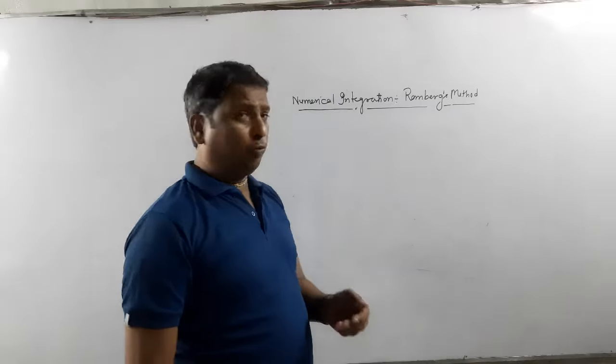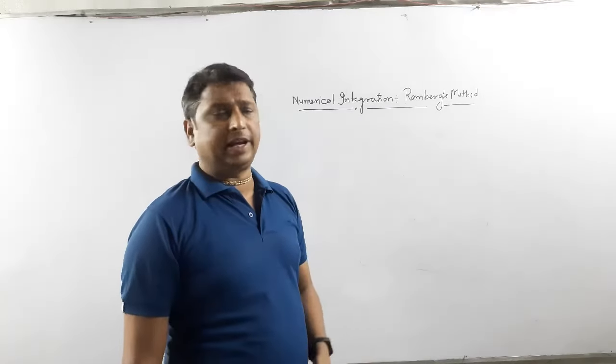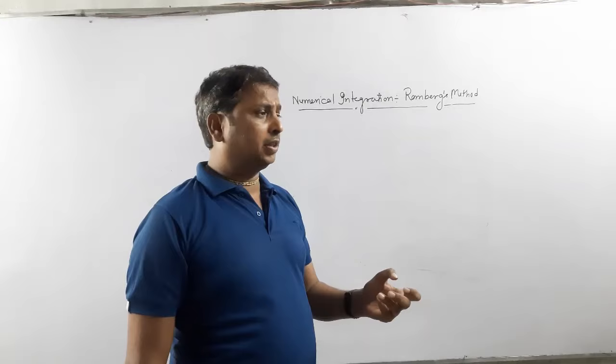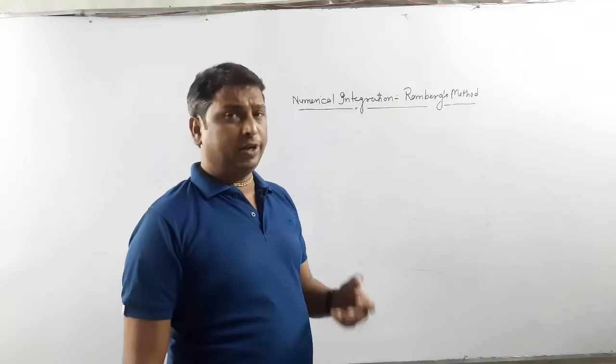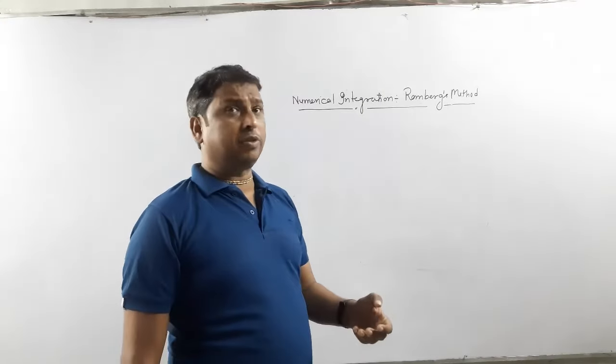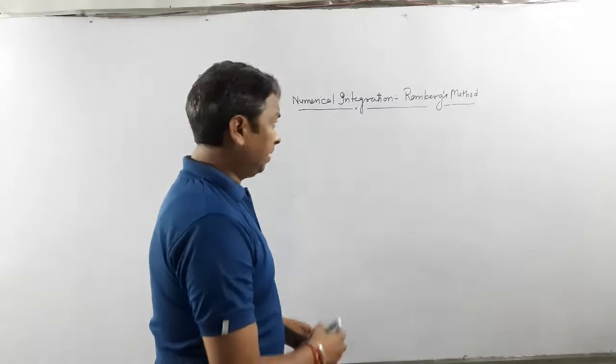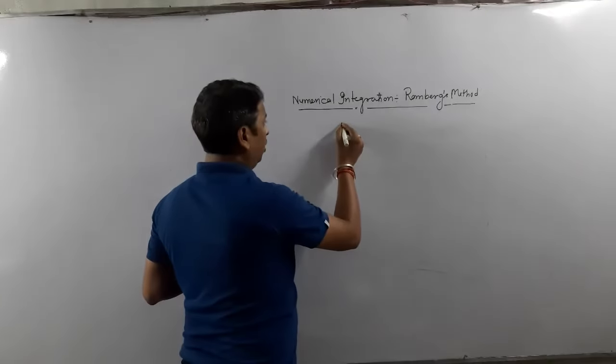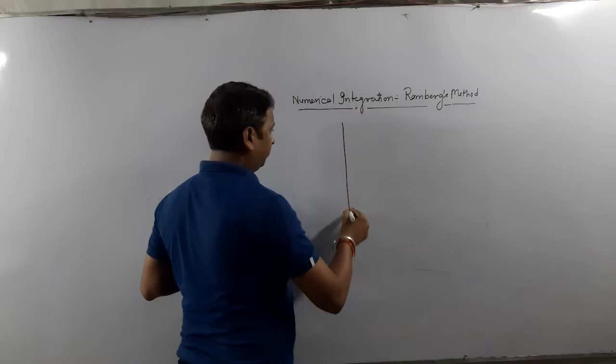Let me explain one more method for numerical integration, which is called the Romberg method. What is the Romberg method and why do we use it? Because it gives a more accurate result, but it is quite lengthy in comparison to the others. How do we do this?